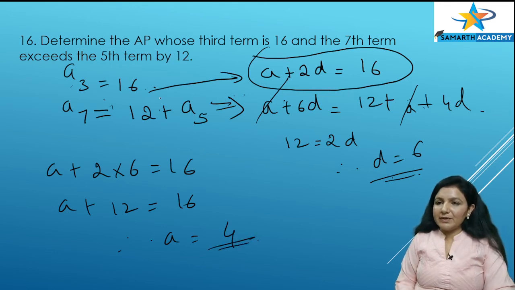So determine the AP. So what is the AP? The first term is 4. Second term will be 4 plus 6, that is 10. 10 plus 6, 16 and 22.